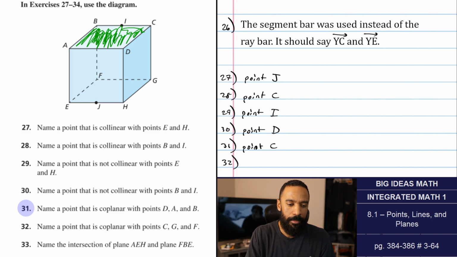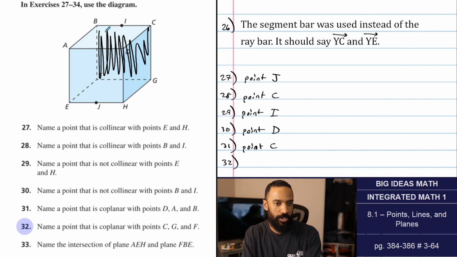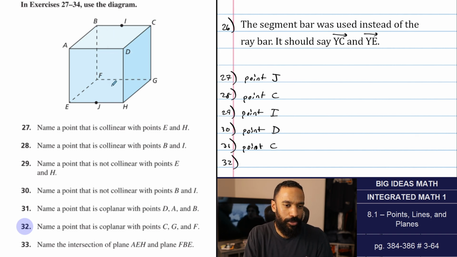Number 32, name a point that is coplanar with points C, G, and F. C, G, and F is the back facing one right here. Now D is not, so hopefully you understand, it's this back one, right? Boom. D is not on that plane. D is this front facing one right there. The only other ones that are coplanar with it are letters I and F.